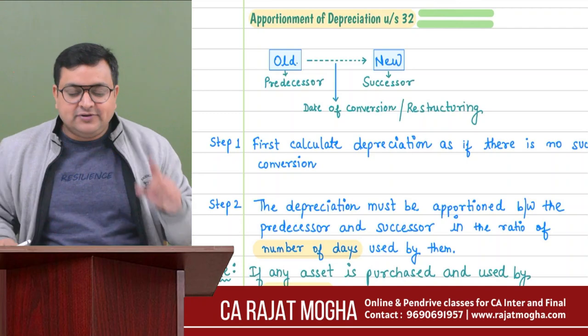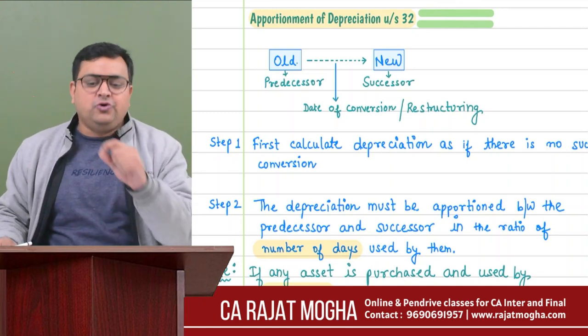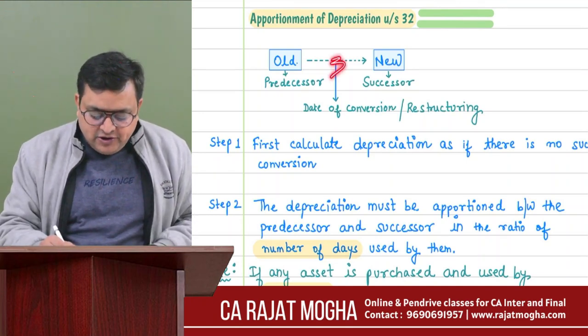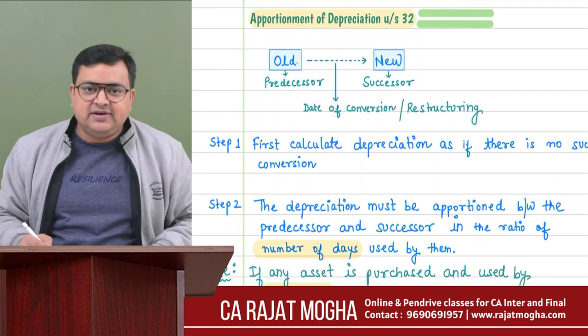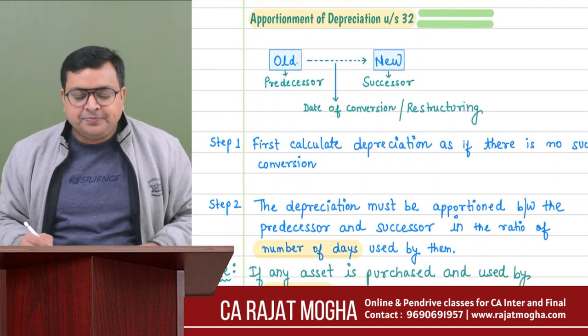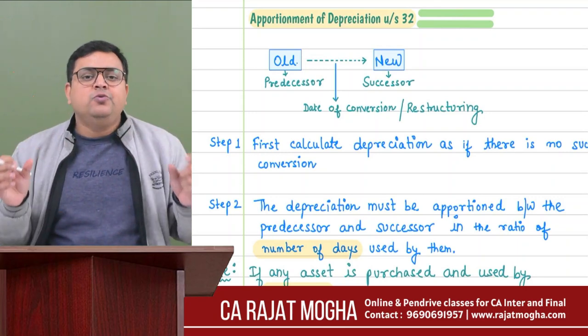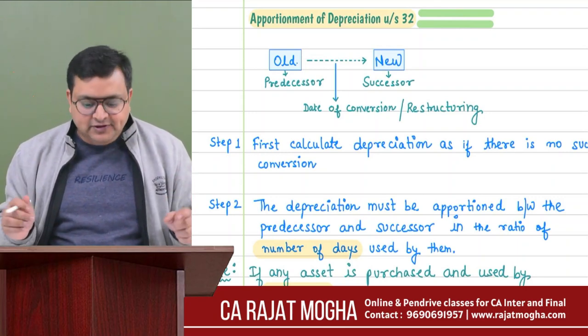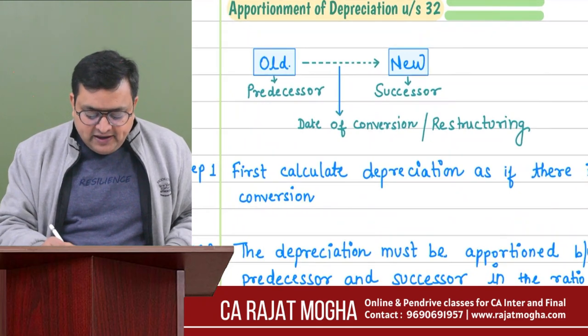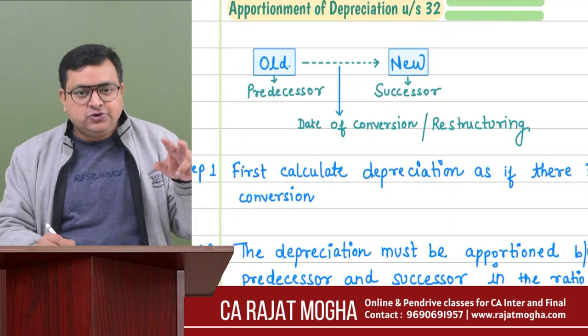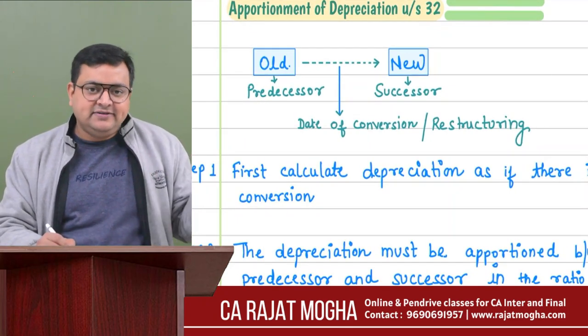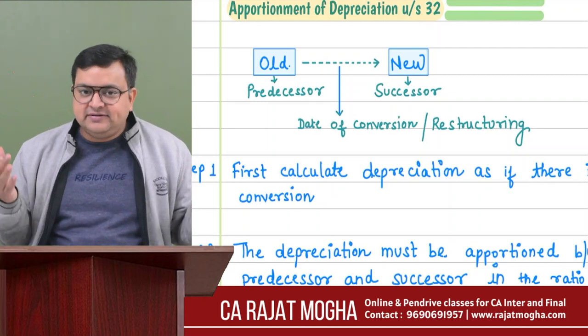So first of all, calculate your depreciation normally as if no reorganization, conversion or restructuring has happened during the year. Then, whatever depreciation you have obtained, you have to split it into two parts, in the ratio of the number of days used by the predecessor and the successor. You understand what is predecessor and successor?